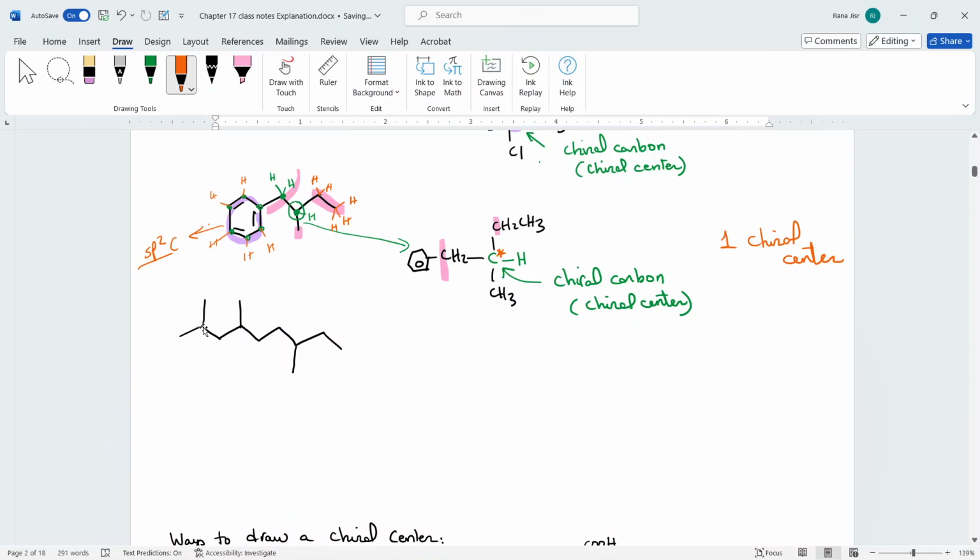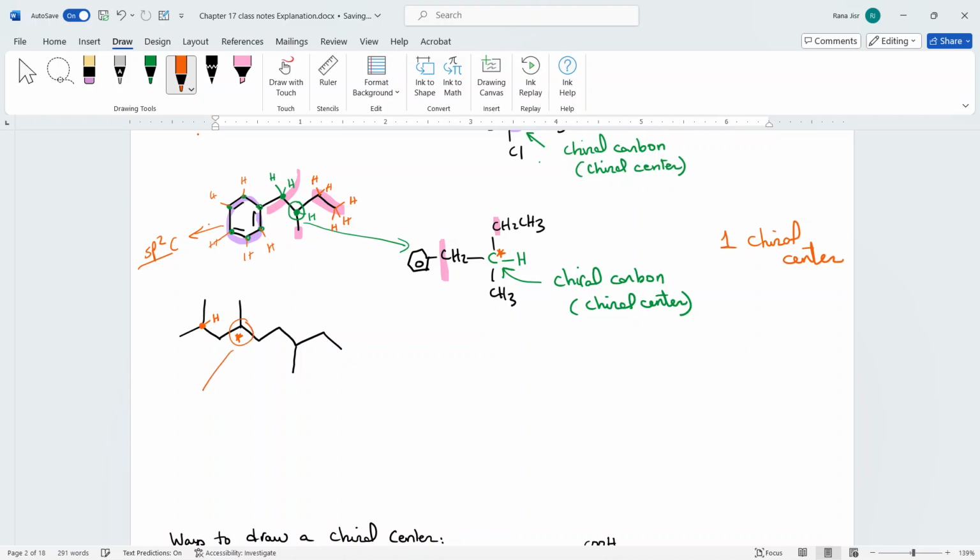Coming over here, this carbon has what? It doesn't have 4 different groups. It has a hydrogen over here, you see that, and it does have the 2 CH3s that are the same. So this carbon in here is not a chiral center. This one is not a chiral center. But this carbon over here is a chiral center. Let's put a small asterisk around this carbon. It is a chiral center.